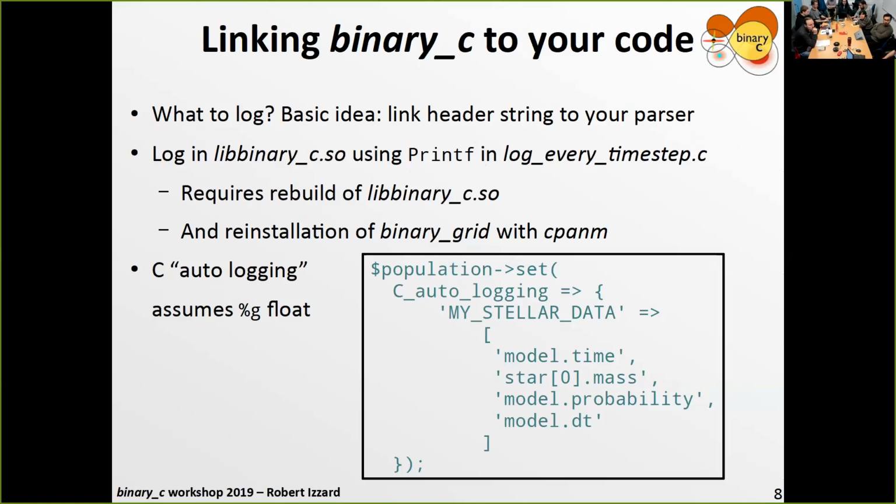You have to rebuild the library, and you also have to rebuild the binary grid module. Because what you've done is you've shifted all the stuff around inside the shared library, the libBinaryC.so, and if you try to run that directly with an old build, it will segfault because it's looking at different bits of memory that don't exist anymore or in the wrong place.